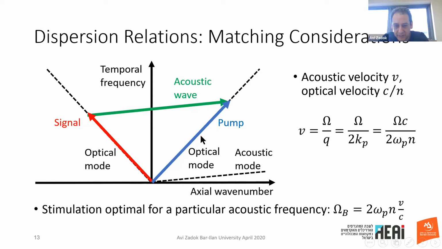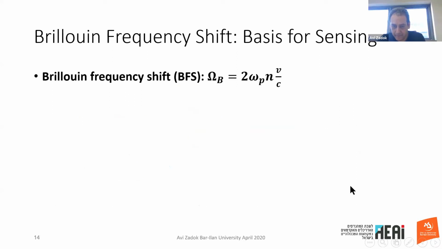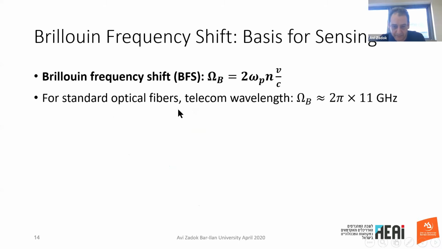So when we're sending these two optical waves, we can hope to generate an acoustic wave of this particular frequency. This means that we have to choose the difference between omega pump and omega signal to equal exactly that. So we've defined the Brillouin frequency shift, BFS. In standard optical fibers, if we plug in the speed of sound in silica and refractive index and optical frequencies that correspond to a telecommunication wavelength, we expect frequencies on the order of 11 gigahertz, maybe a little bit less.